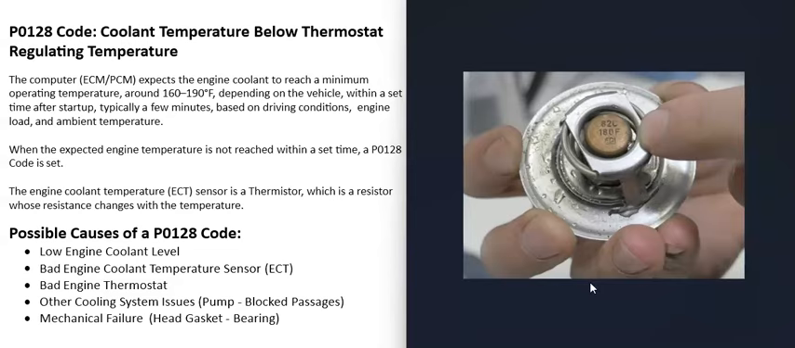Another thing to mention with these thermostats is that you can run a thermostat that runs a little hotter or a little colder, depending on the local climate. And if for some reason the wrong thermostat was installed in a vehicle, say in a climate that's very cold, then that could potentially trigger this code. This isn't going to happen too often, but just be aware that you can buy thermostats that run a little hotter or a little colder.